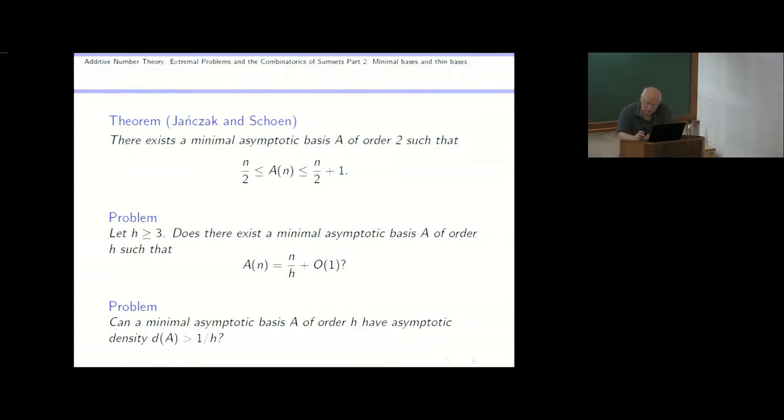Now, I said that for bases of order 2, we constructed minimal asymptotic bases of density alpha for every alpha between 0 and a half. Was that the limit of our method or the state of nature? Could there be a minimal asymptotic basis of order 2 with density greater than 1/2? Or more generally, a minimal asymptotic basis of order h with asymptotic density strictly greater than 1 over h? So the answer should be no.